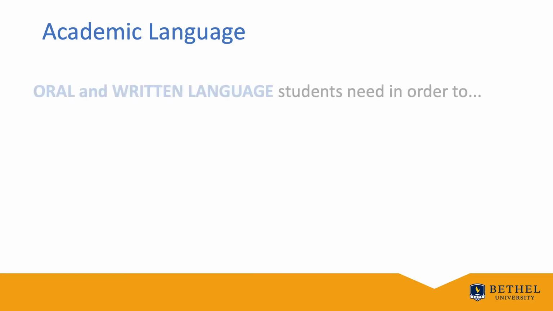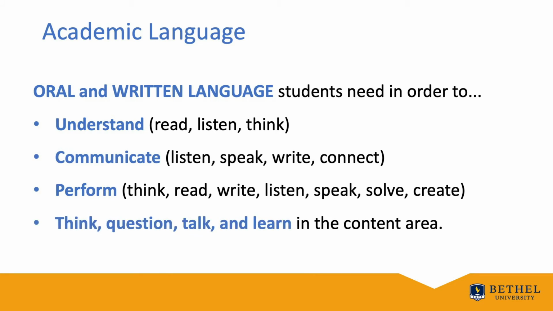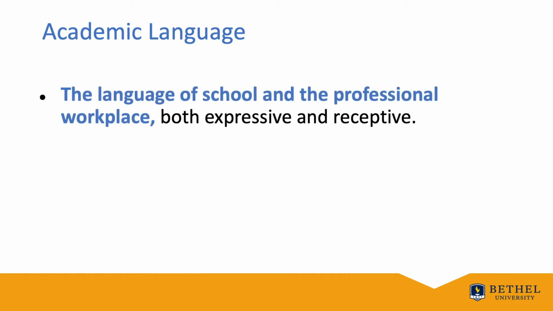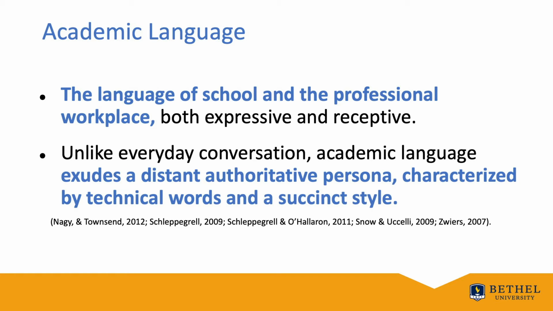Now, academic language is the oral and written language students need in order to understand, communicate, perform, think, question, talk, and learn in the content area. Academic language comprises the expressive and receptive language of the school and the professional workplace. Academic language exudes this distant, authoritative sort of persona, right? It's characterized by technical words, and it's largely succinct.